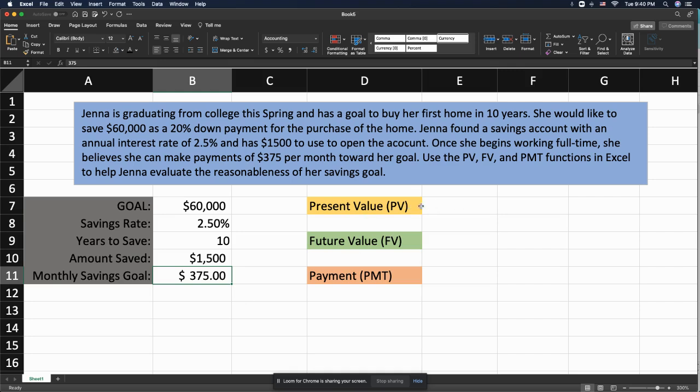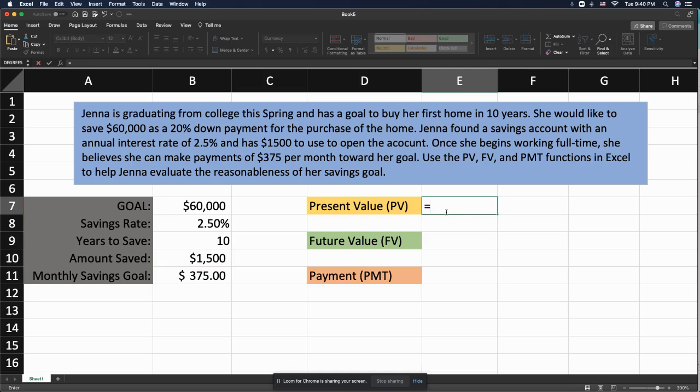So looking first at present value. The present value function is useful if we want to work backwards. If we know she has this goal of $60,000 and can make payments of $375 monthly for 10 years at 2.5%, is this the correct present value, or the money she needs right now to start the account? So let's take a look at that.